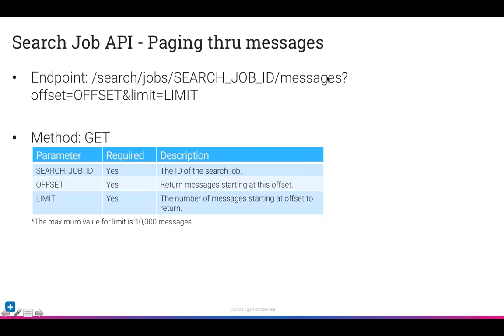And this is going to require 2 parameters as well. First is the offset. And the offset is just the starting point of where do you want to start returning your messages from? Do you want to start from the beginning, from the 100th message, from the 5,000th message? Where do you want to start? And you could iterate over that, making subsequent calls to get the full data set. And the limit is how many messages are returned starting from that offset. The maximum value to return is 10,000 messages at a time.